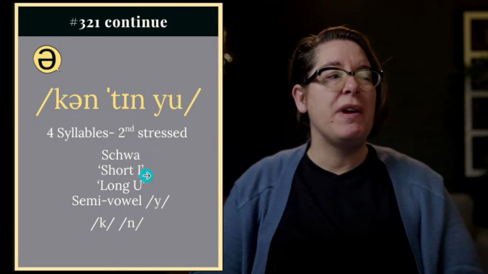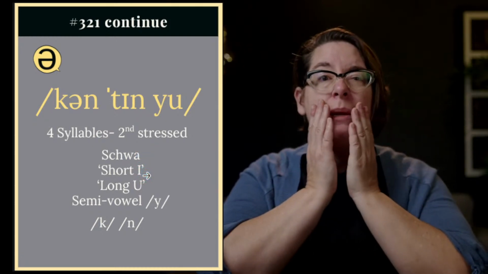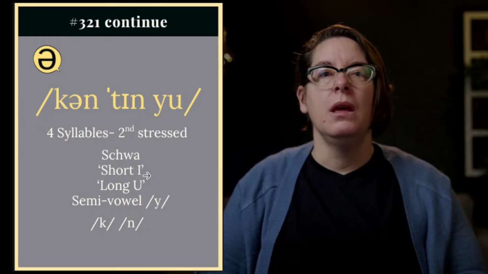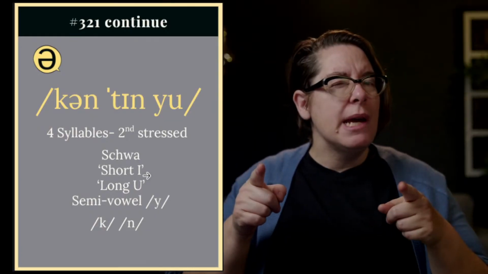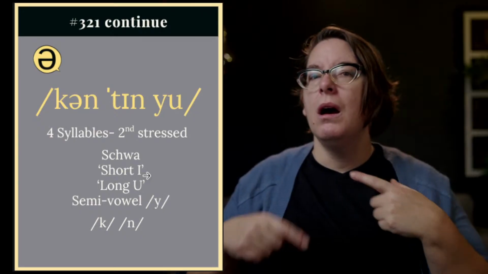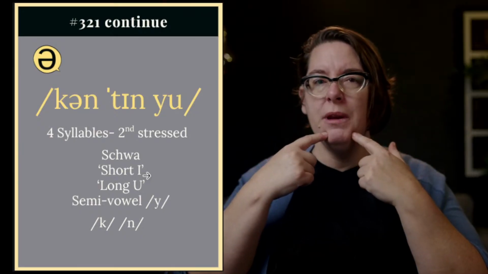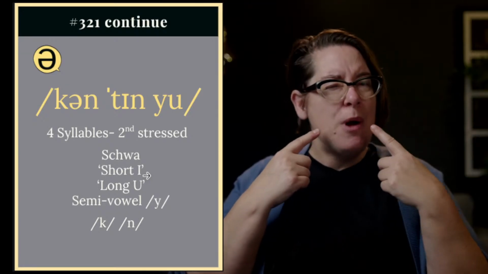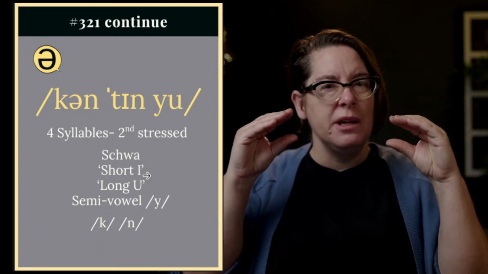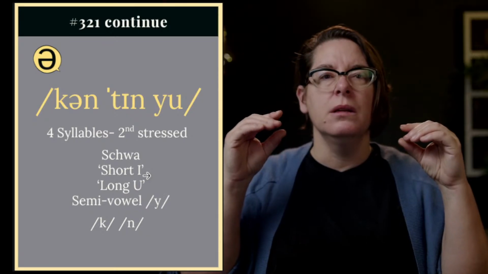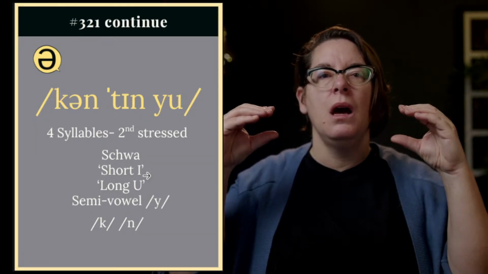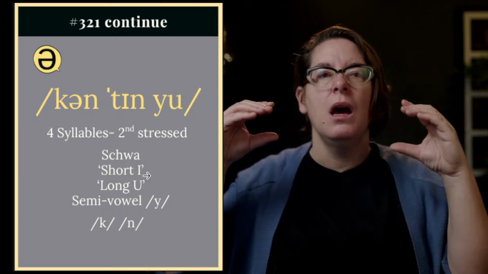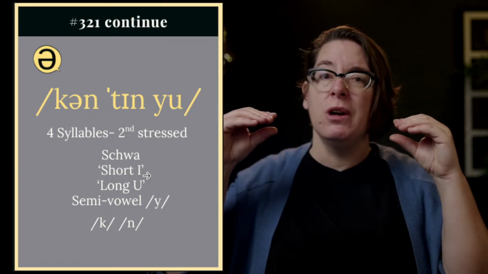Next in our word, we've got that short I again. Remember, relax your lips. Remember the umbrella sound? Go back to that. My jaw is a little more open than for schwa. My tongue is in the middle. So I'm almost there. I'm just going to close my jaw a little bit. Umbrella, schwa. My tongue is in the middle. That's our schwa.